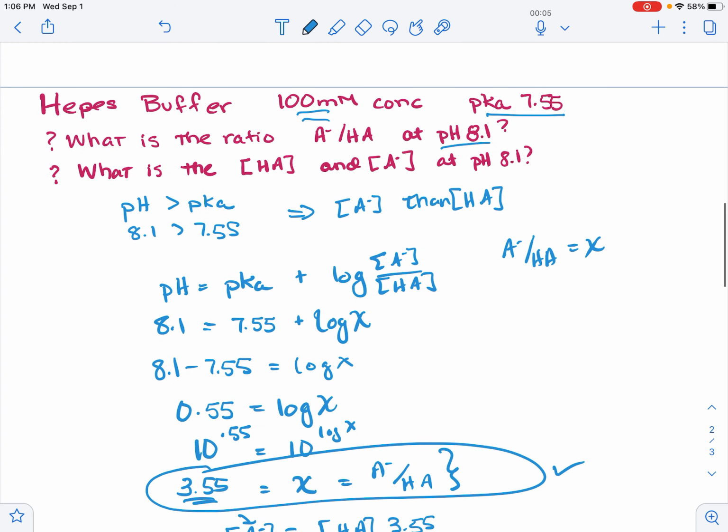Okay, here's our question. We have HEPES buffer with a total concentration of 100 millimolar. The pKa of HEPES buffer is 7.55. And our question is, what is the ratio of the concentration of A minus to HA at pH 8.1? And what are the individual concentrations of HA and A minus at pH 8.1?